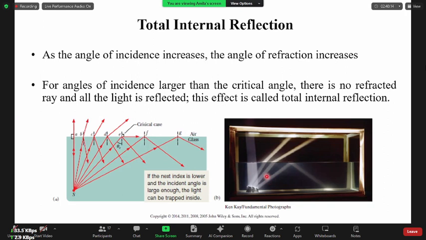Sometimes you may see this in fish tanks, where you have a light source inside the water. There are light rays which are refracted and going along like this. Then sometimes it is totally reflected. We call it total internal reflection. Right?